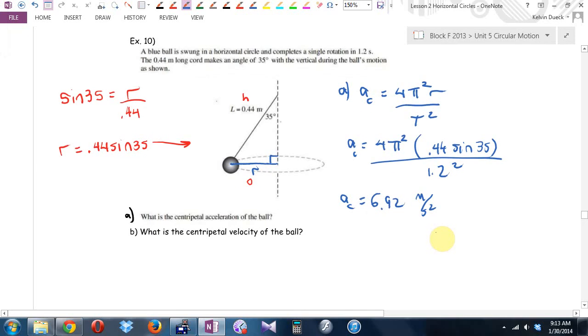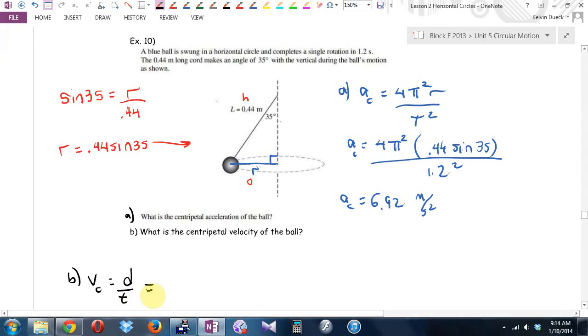What's B want me to find? Now, this is the one that is not on your formula sheet, but it comes out of distance over time because you are traveling at a constant speed. Yes, you're accelerating, but that acceleration is changing your direction. What's the distance around a circle? It's called the circumference. That is on your yellow formula sheet somewhere.